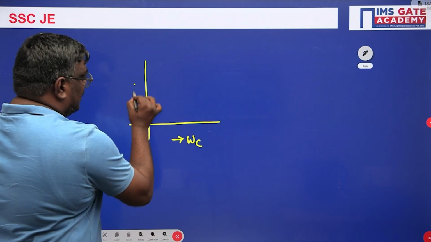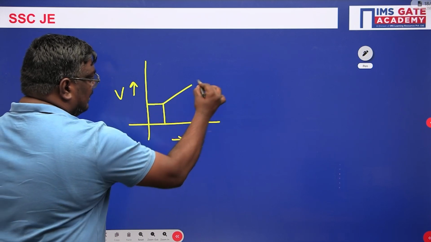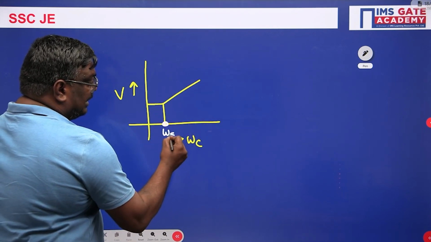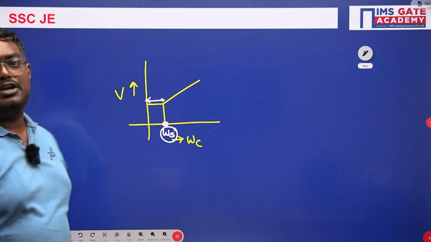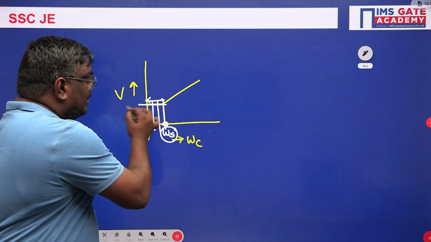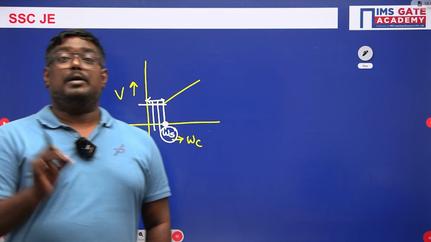If a graph is drawn between volume and water content, you already know this graph, right? This point is called what, sir? This point is called shrinkage limit. If you see here, the volume seems to be constant, like a straight line. So here what I would like to tell you is, what is shrinkage limit?